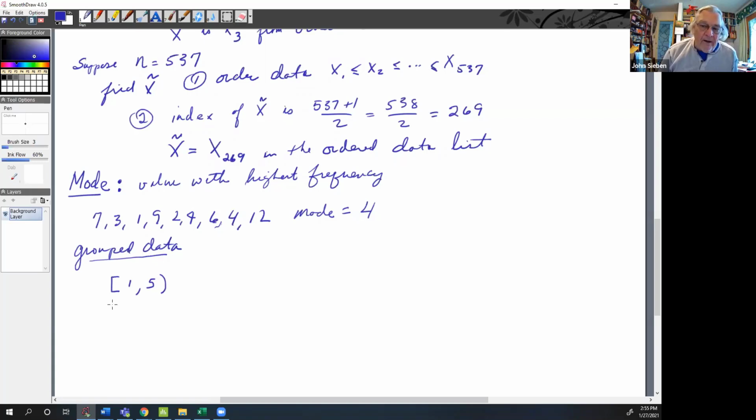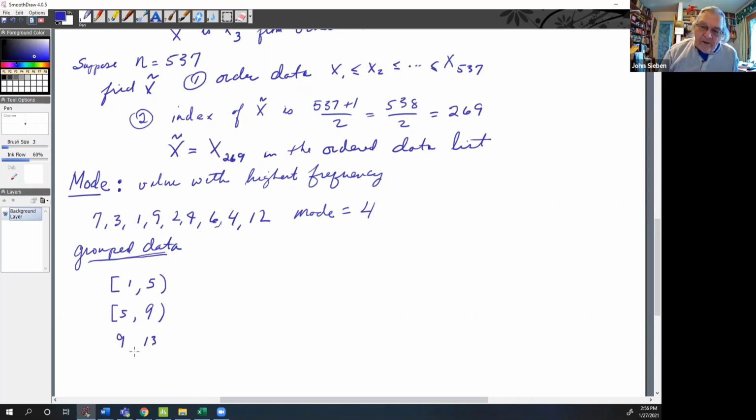It would go in the next bin, which would be 5 to 9. Because one of the rules for forming the bins, or forming a grouped frequency distribution, is that all these bins will be the same width. Well, the width of this is 4, so we want the width of this one to be 4, so 5 to 9.